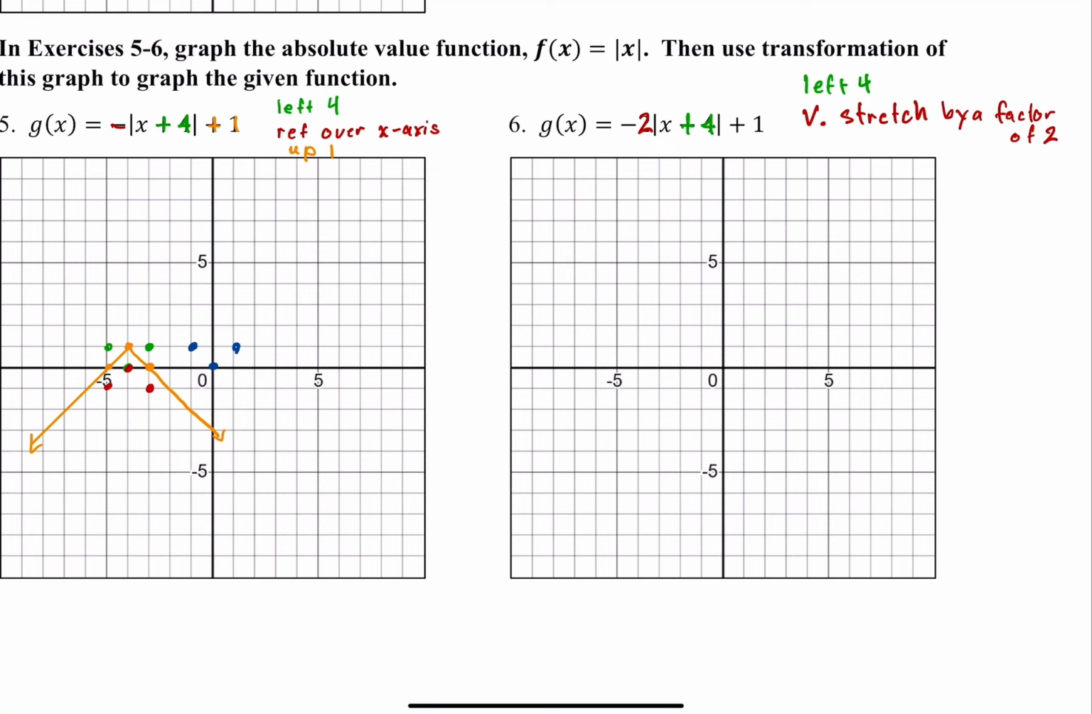I believe the test has this as a multiple choice question, so make sure you know that multiplication outside is a vertical stretch by a factor of 2. If it is greater than 1, or if you had a proper fraction, it would be a vertical shrink. But the other transformations we still have to apply. This negative right here outside is again going to be reflection over the x-axis.